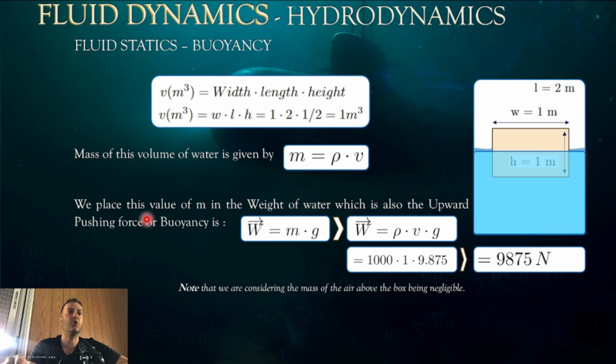which is also the upward pushing force, or buoyancy. So weight is equal to mg, then weight is equal to rho V g, because m is equal to rho V. So then it is equal to 1000 times 1 meter cubed times g, which is 9.81, actually not, 9.875, but anyway, it is equal to 9875 newtons if we assume that the gravitational acceleration is 9.875.